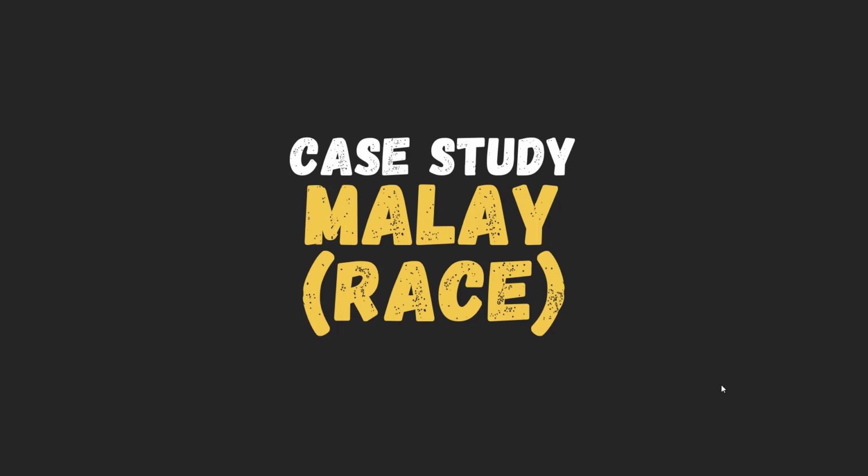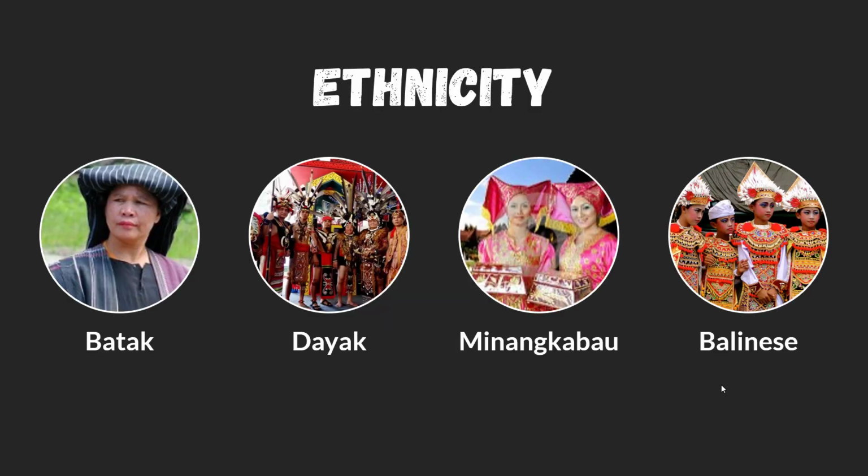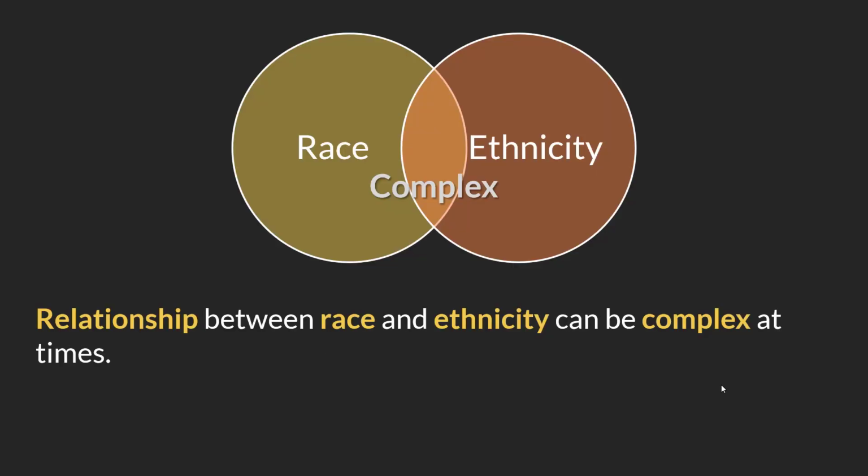Let's take a look at the Malay race. The Malay race is actually made of different ethnicities. You have the Batak, you have the Dayak, you have the Minangkabau, and you have the Balinese. So there are actually a number of costumes that you see. They are actually different. Some are spikier, some are flatter, and some are more feathery. They actually represent the different groups that make up the Malay race.